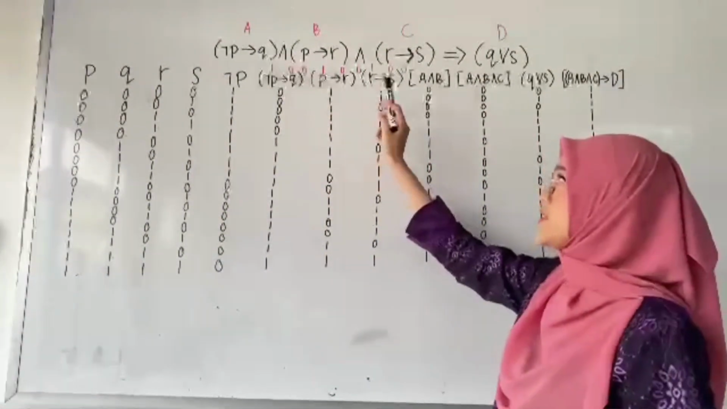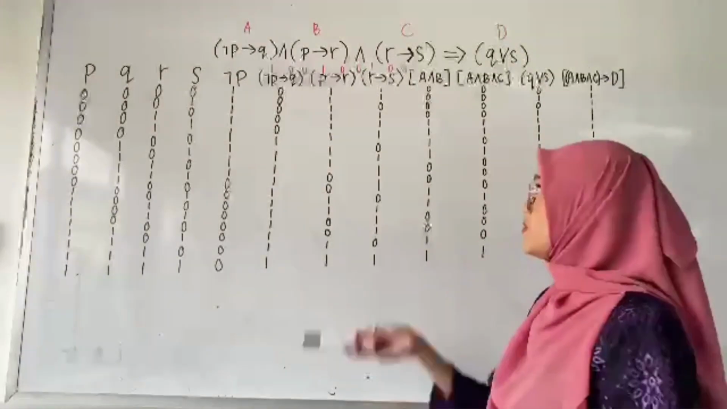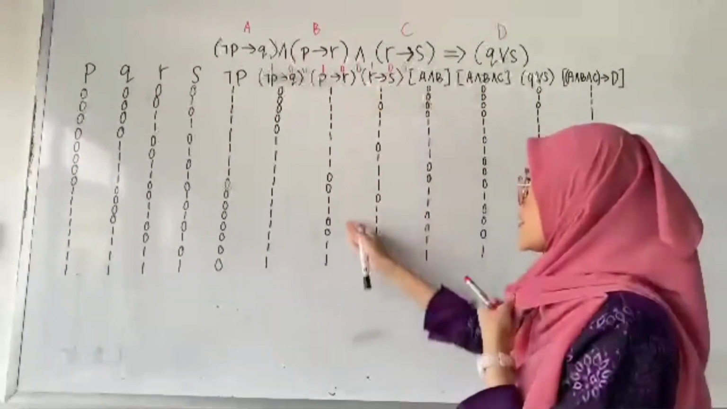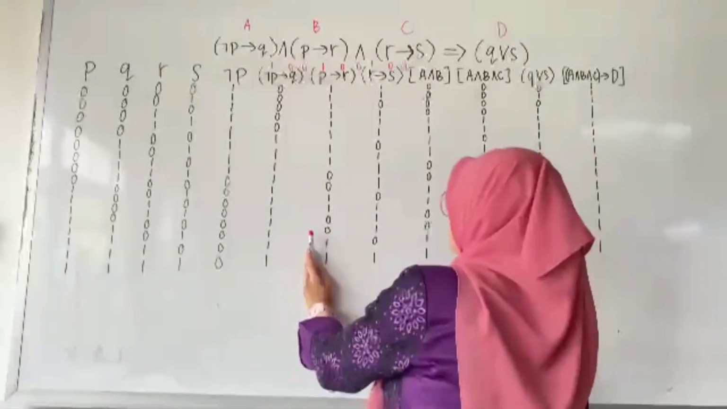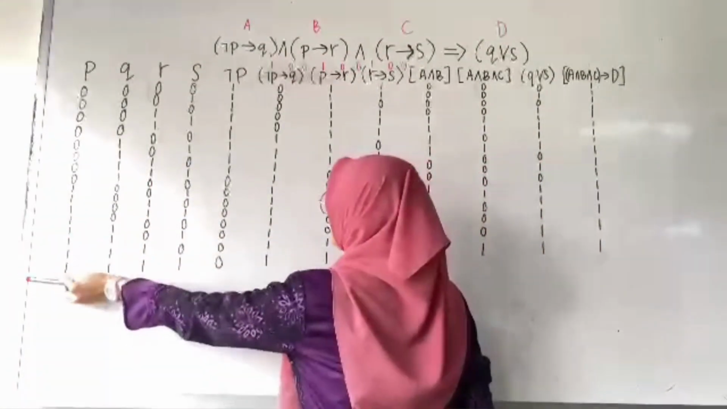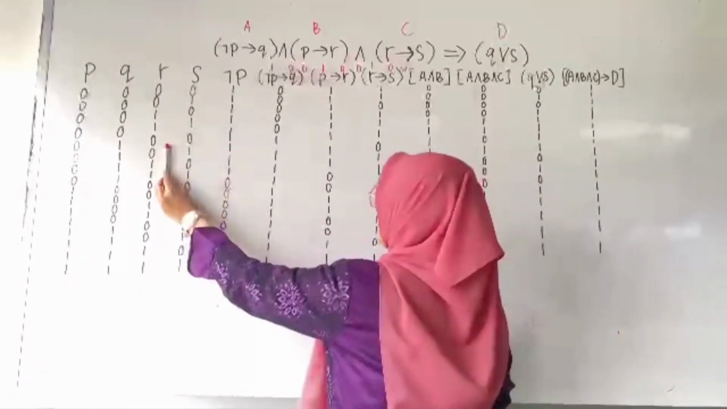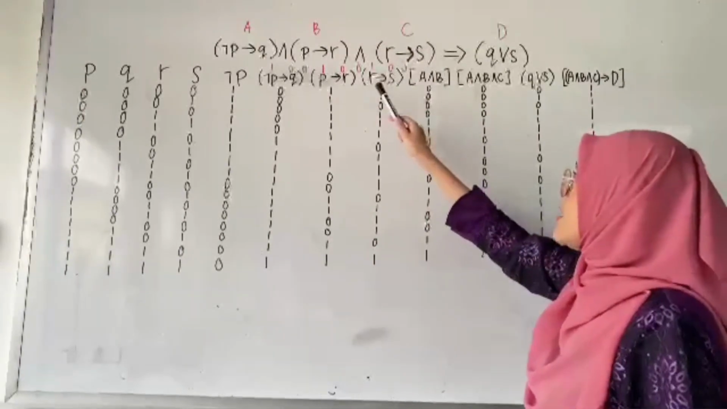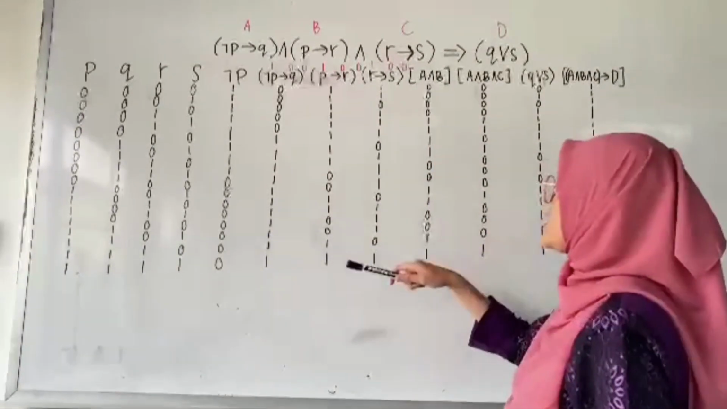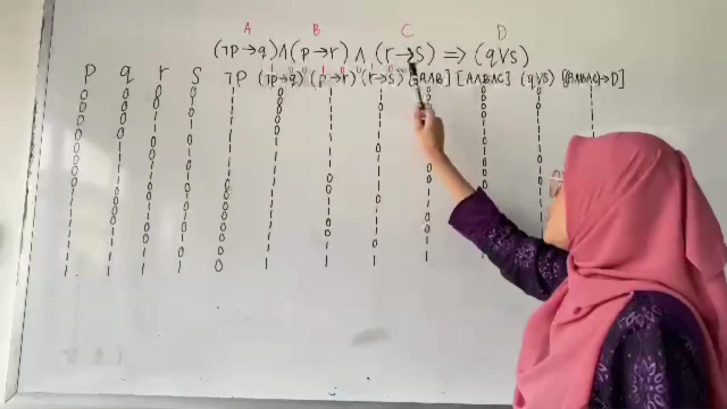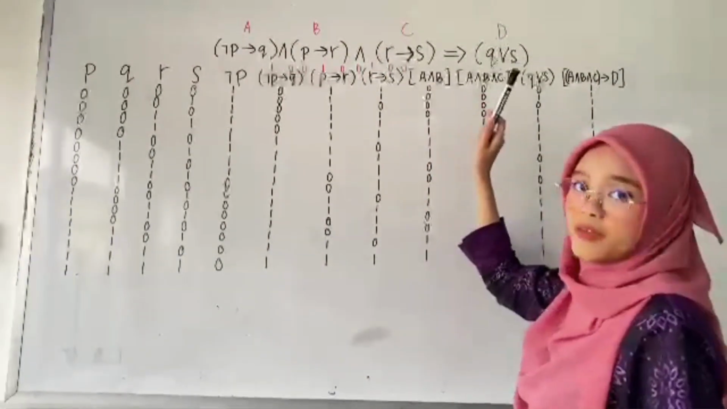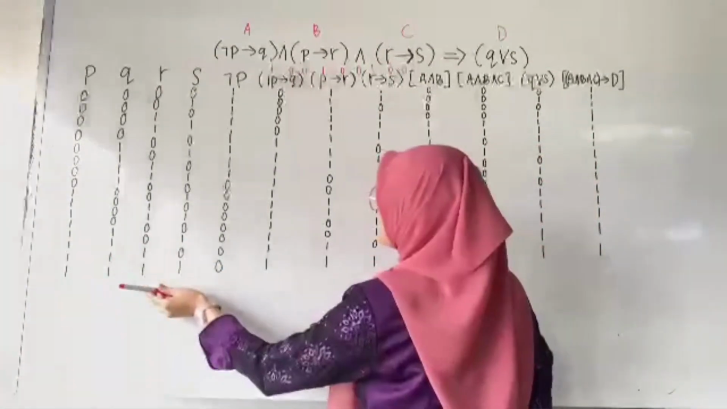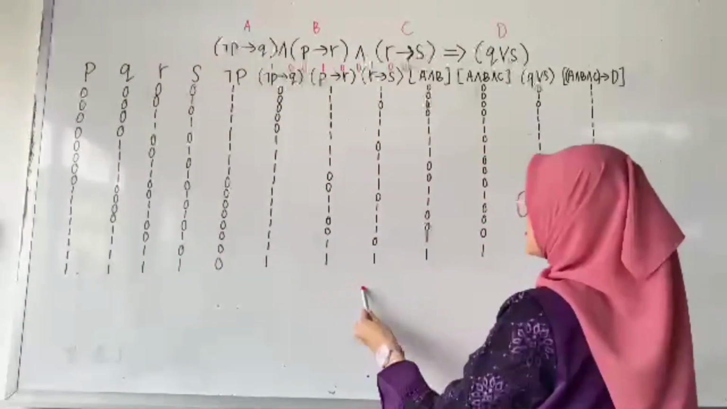Then for P implies R, it's the same. If P is true and R is false, then it is false. So we look at column P and column R to get this answer. Next we have R implies S: if R is true and S is false, then it will be false. We look at column R and column S to get this.